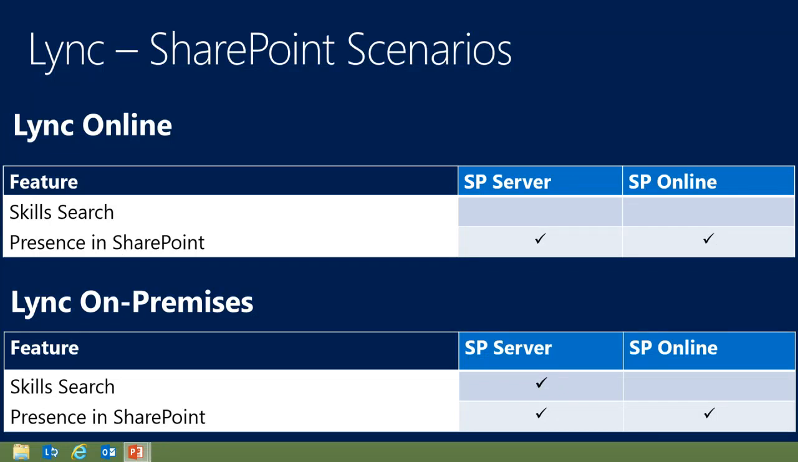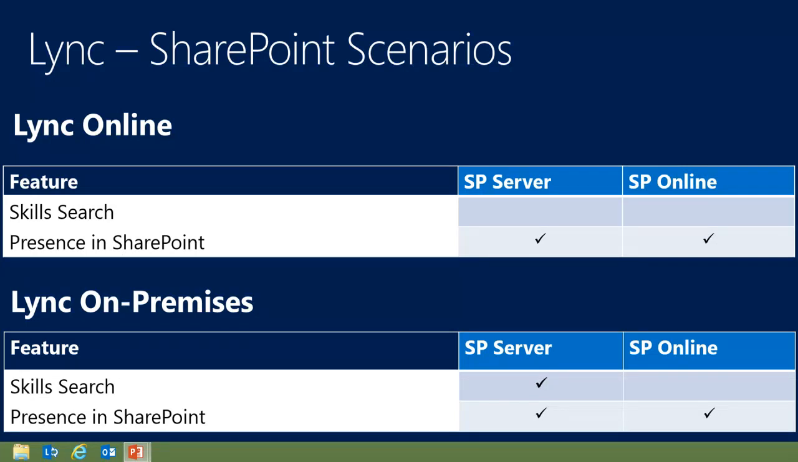All right, we get into Lync Online and Lync On-Prem, what happens with SharePoint. Honestly, there are a couple of things that happen in SharePoint today. We've got skill search, and we've got presence in SharePoint. Presence in SharePoint pretty much works regardless, because we are using the Lync app itself, and we're reading contact cards directly using the Lync client. We're basically just pulling that information up into the page.